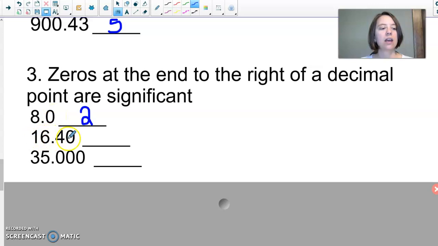So take a moment and figure out the next 2. So if you said 4 for this one, you would be correct. 1, 2, 3, and then 4, because it's at the end to the right of the decimal point. And then if you said 1, 2, 3, 4, 5 for this one, you would be correct because all these zeros are at the end to the right of a decimal point.